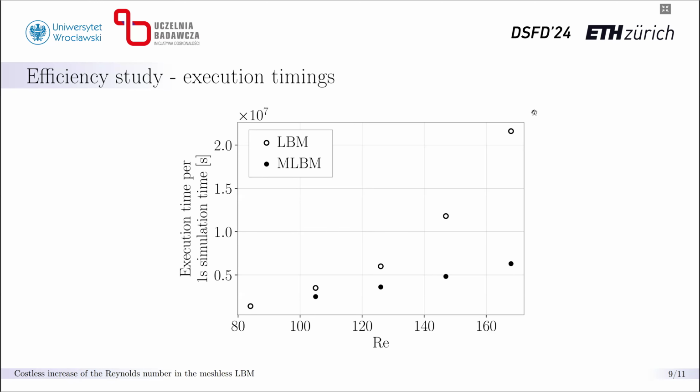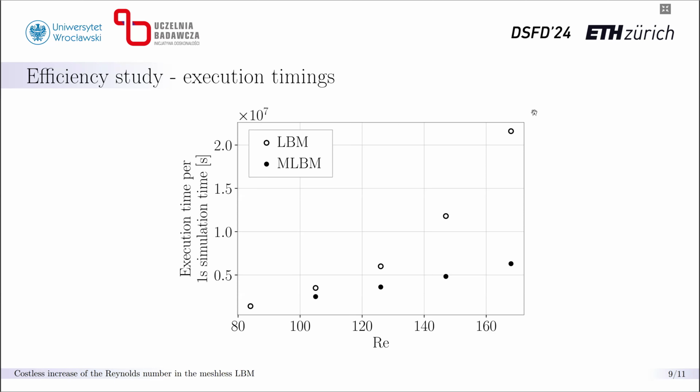However, the slope of the increase is different for meshless LBM and for the standard LBM. This is because in standard LBM, not only the number of time steps increases, but also the number of nodes increases when we decrease the streaming step. For the highest Reynolds number considered, meshless LBM performed about 3 times quicker than the standard formulation.